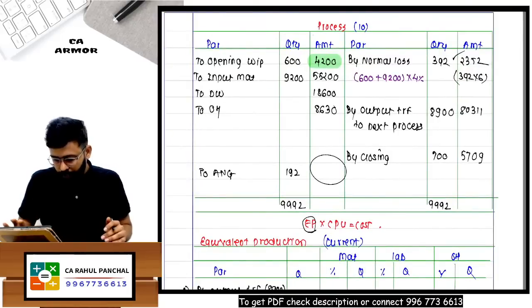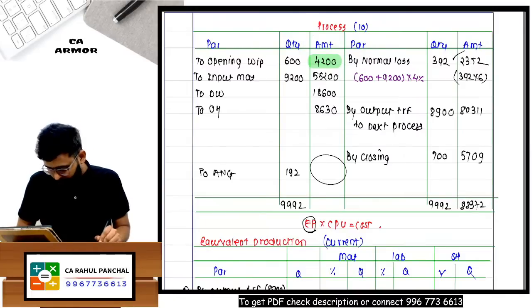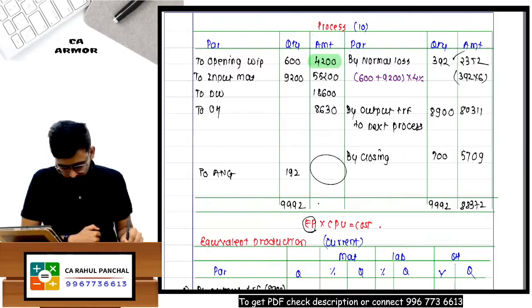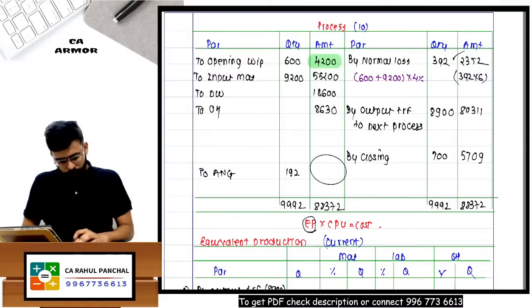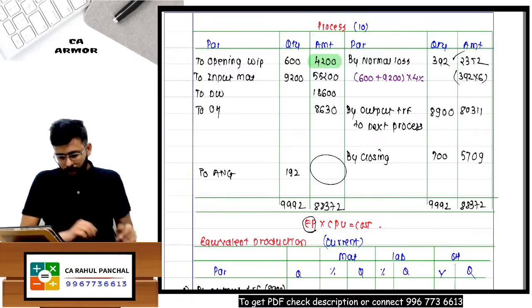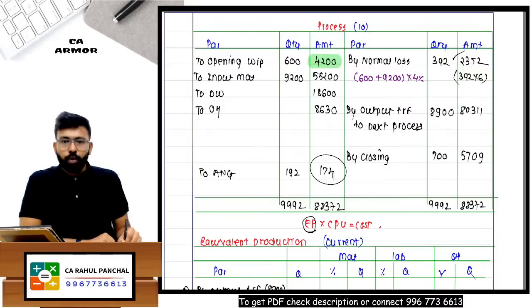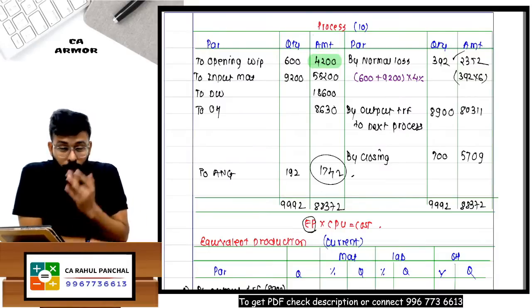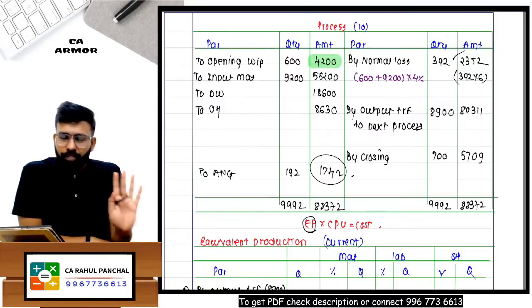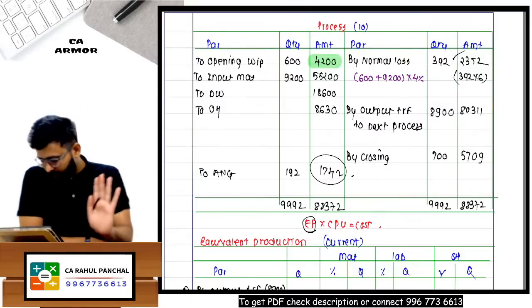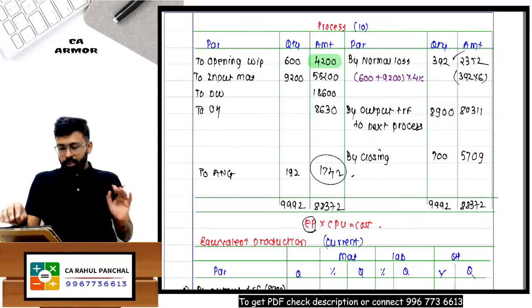Sir, how do you get abnormal gain as a balancing figure? Just take the total of the debit side. If I take the total, it is going to be 88372. Then 88372 minus 4200 minus 5200 gives you 1742. That is the balancing figure. So there will be a 2 rupees difference because of fraction. That is completely okay. I hope that is understandable.